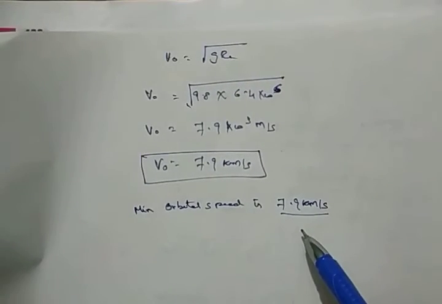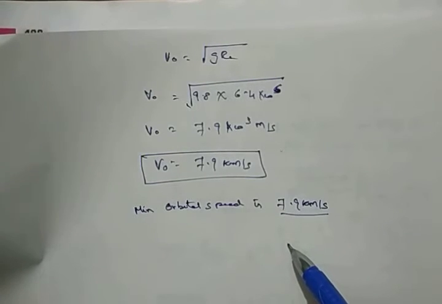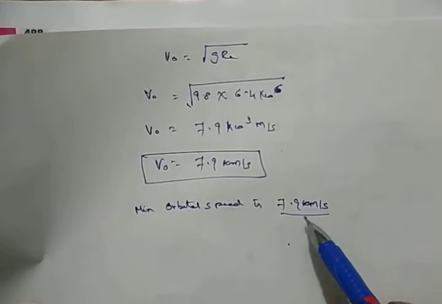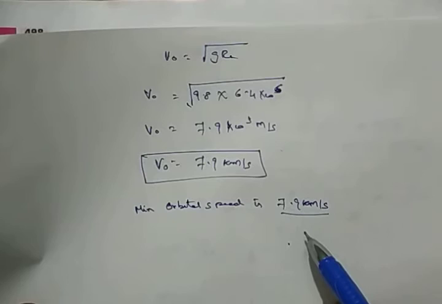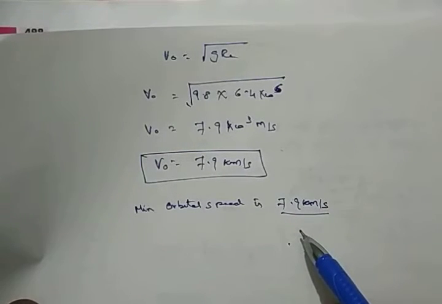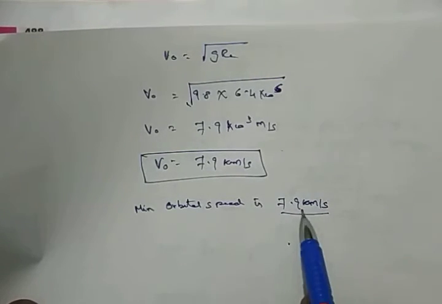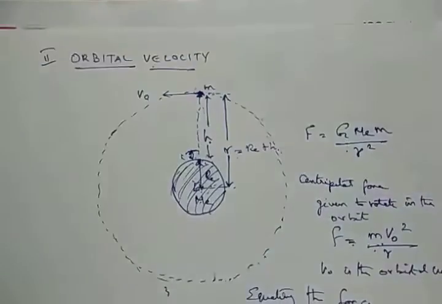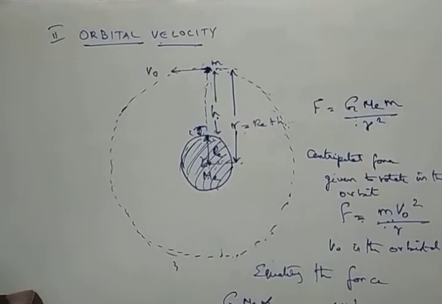So at this speed, when you look at a satellite going around, it is going at a very, very high speed. Your entire thing has to be very much intact. Otherwise it will all fly away. Your screws and everything will just loosen up and go away, because look at the speed. The speed is very high. So that's the way in which we see orbital velocity.